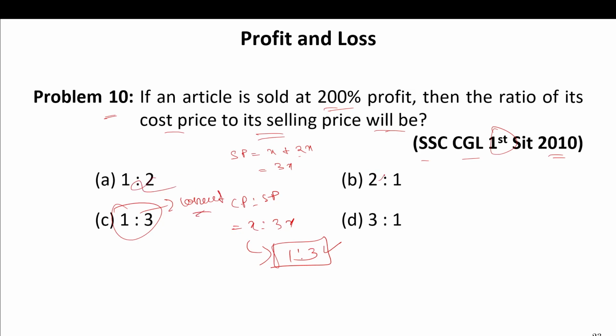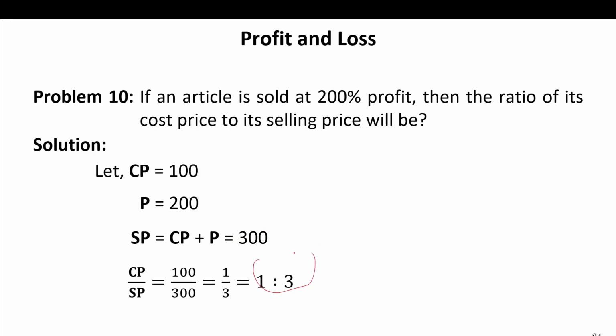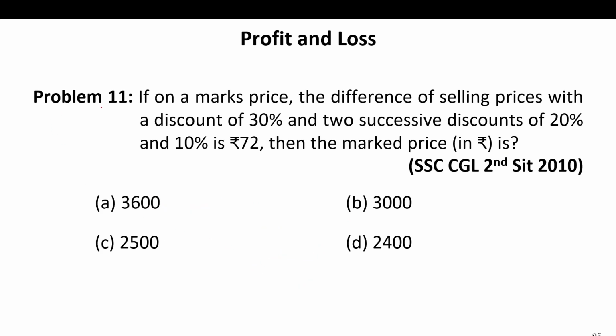These are all wrong answers: A, B and D. Okay, so 1:3 is the correct answer here. So let's see problem number 11. So if on marked price, the difference of selling price with a discount of 30% and two successive discounts of 20% and 10% is 72 rupees, then the marked price is what? Okay, so this question has appeared in SSC CGL second sitting 2010 paper. Okay, is it 3600, 3000, 2500 or 2400?